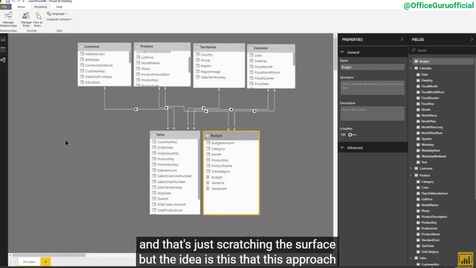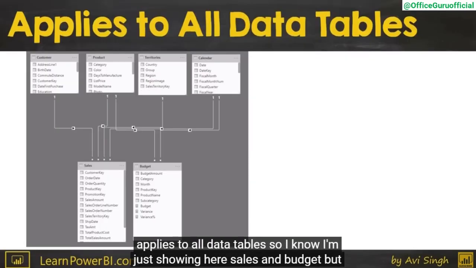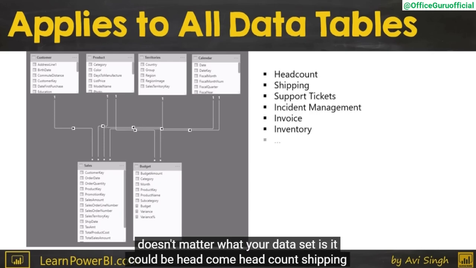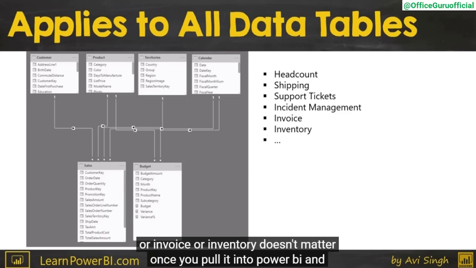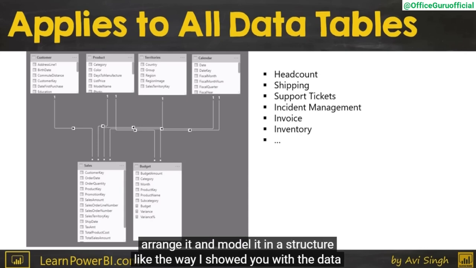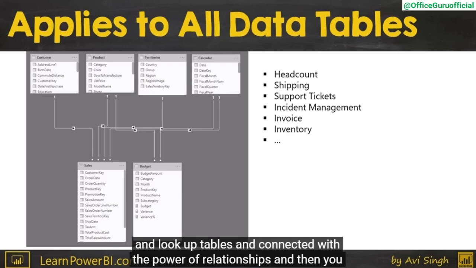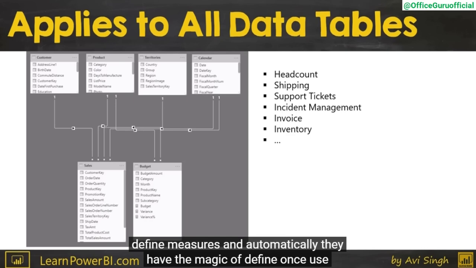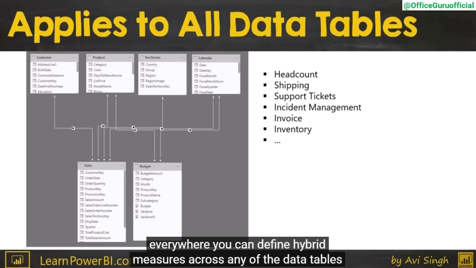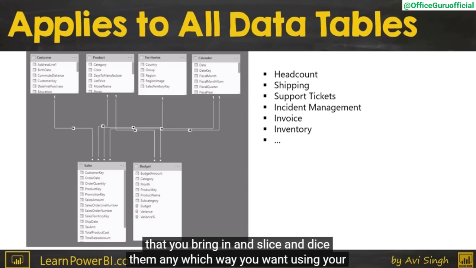But the idea is this, that this approach applies to all data tables. So I know I'm just showing here sales and budget, but it doesn't matter what your data set is. It could be headcount, shipping, or invoice, or inventory. Doesn't matter. Once you pull it into Power BI and arrange it and model it in a structure like the way I showed you with the data and lookup tables and connected with the power of relationships, and then you define measures, automatically they have the magic of define once, use everywhere. You can define hybrid measures across any of the data tables that you bring in and slice and dice them any which way you want using your lookup tables.